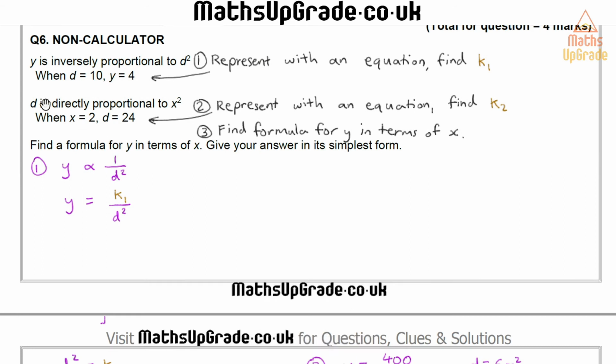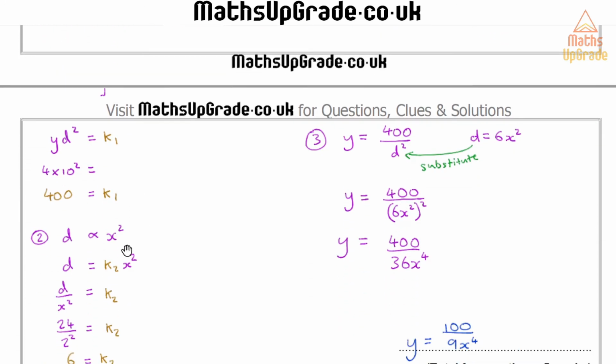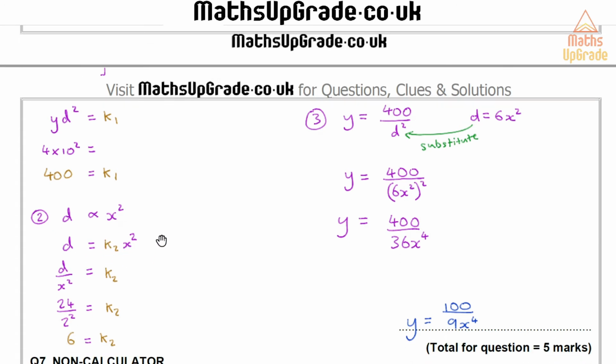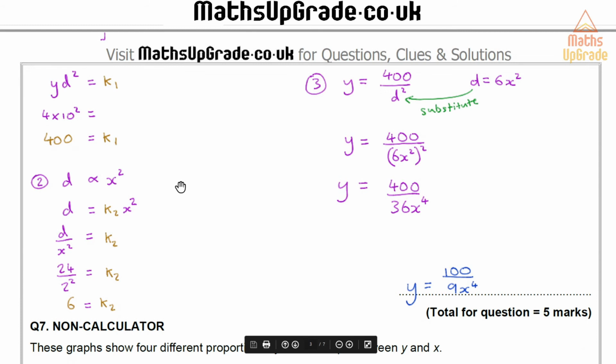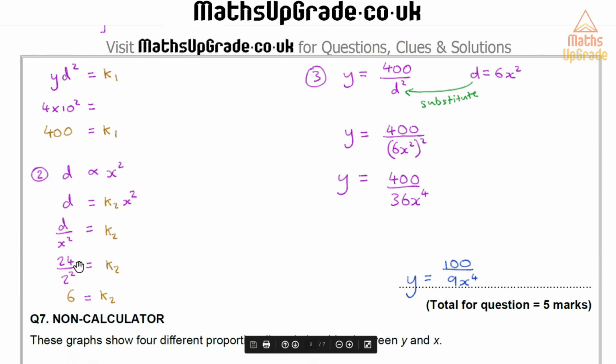The next thing I'm going to do is use this equation here and these values in the same way as I've done in step 1. This time I'm told that d is directly proportional to x squared, and x equals 2, d equals 24. So d is directly proportional to x squared, so d will be my constant times x squared. Now if I divide both sides by x squared, I'll get my constant is equal to d divided by x squared. Since I'm told that when x equals 2, d equals 24, I can substitute those values in. 24 divided by 4, which equals 6. So my second constant is 6. Our first constant was 400.